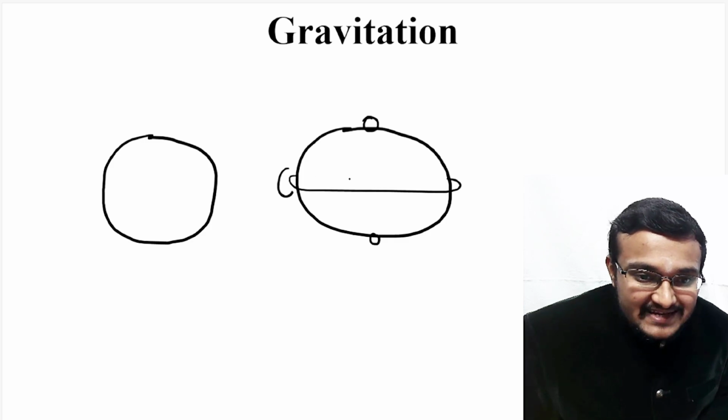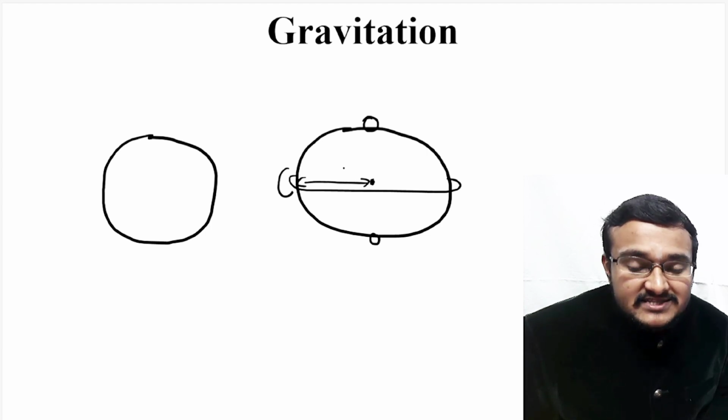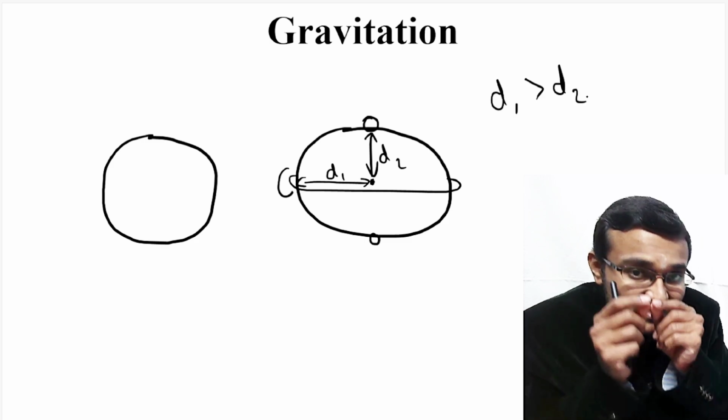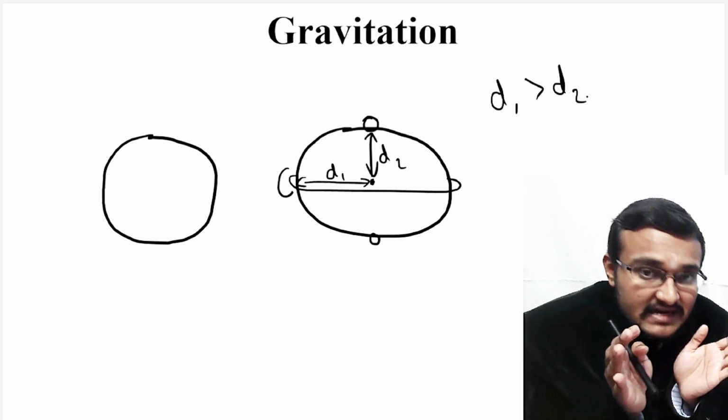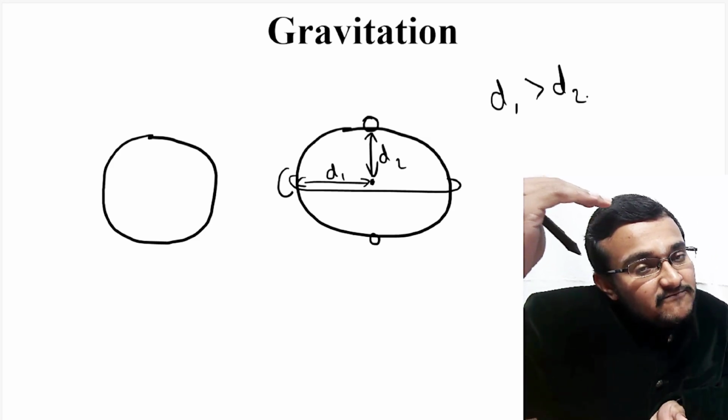At the equator, the distance from this particular position to the center of earth is more compared to the distance between the pole and the center of earth. If you consider this as D1 and this as D2, D1 is greater than D2. So that's why the gravitational force at the equator will be a little less compared to the gravitational force at the pole.